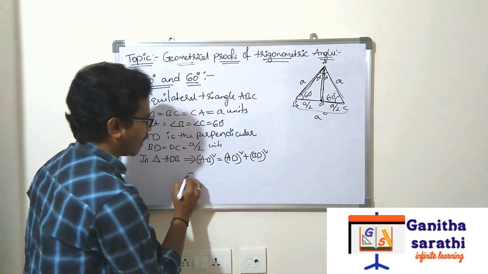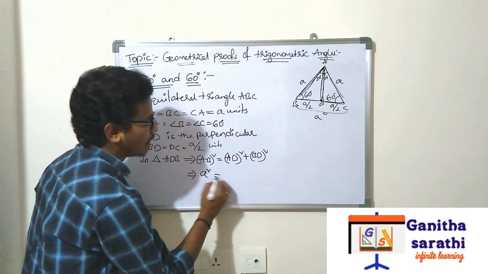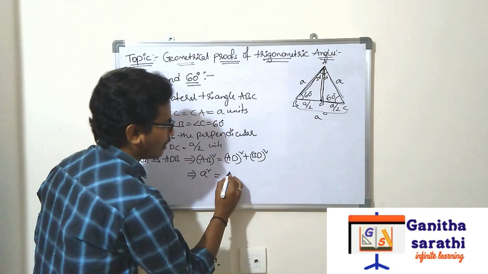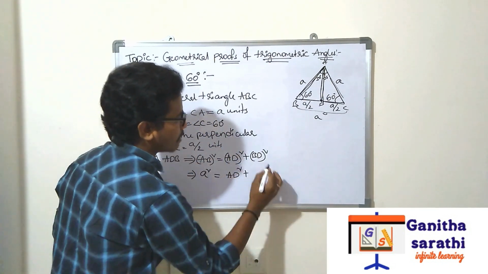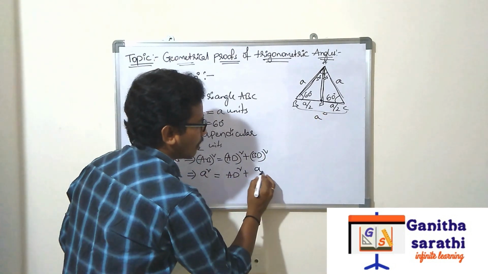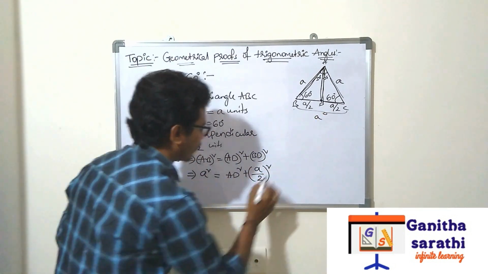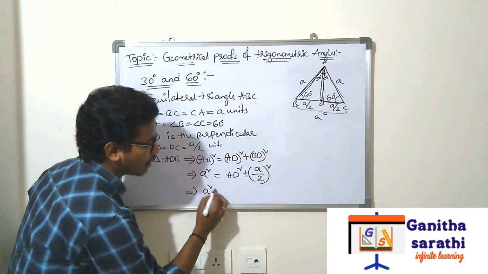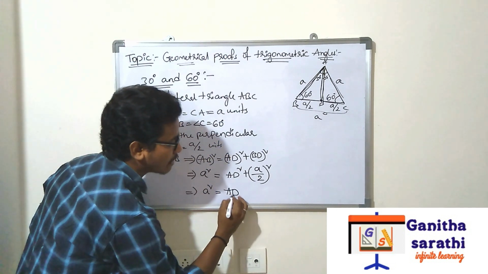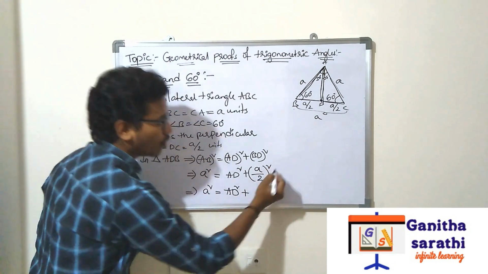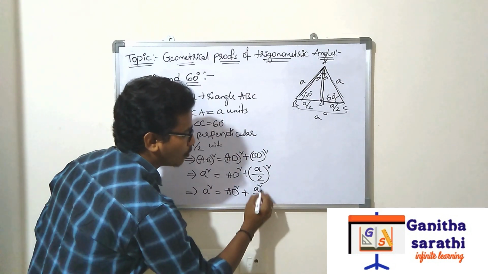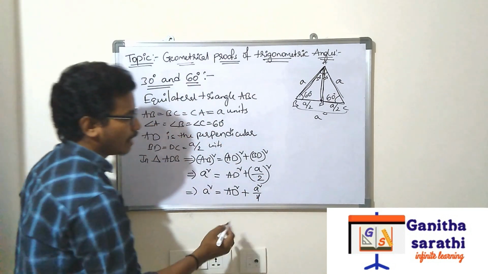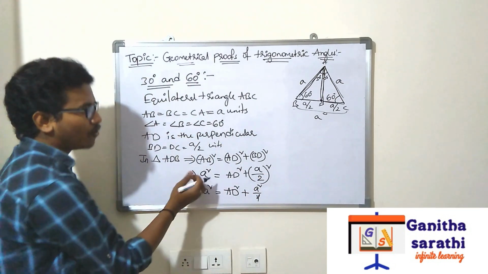AB value is what? A. So A square is equal to AD square plus BD square. What is BD? A by 2 whole square. So A square is equal to AD square, will be AD square only. A by 2 whole square means A square by 2 square. 2 square means what? 4. Make this plus A square by 4 this side.